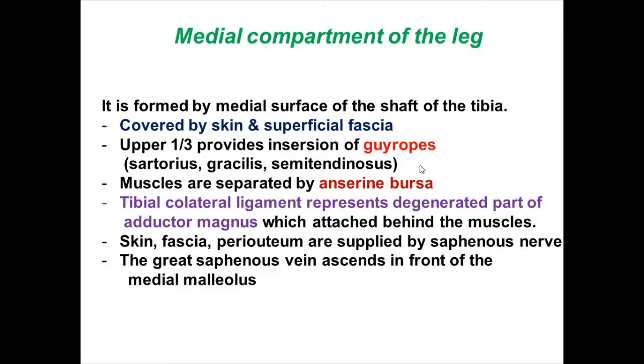Tibial collateral ligament, which is the ligament of the knee joint, represents the degenerated part of the adductor magnus muscle, which is attached behind the muscles. Skin, superficial fascia and periosteum of this region are supplied by the saphenous nerve. The great saphenous vein ascends in front of the medial malleolus and drains into the femoral vein.